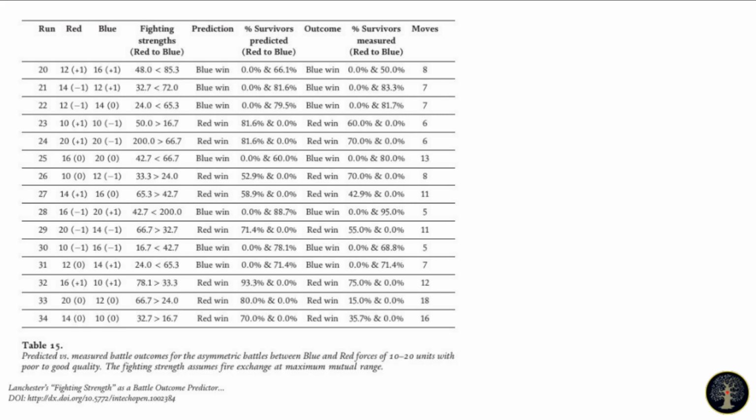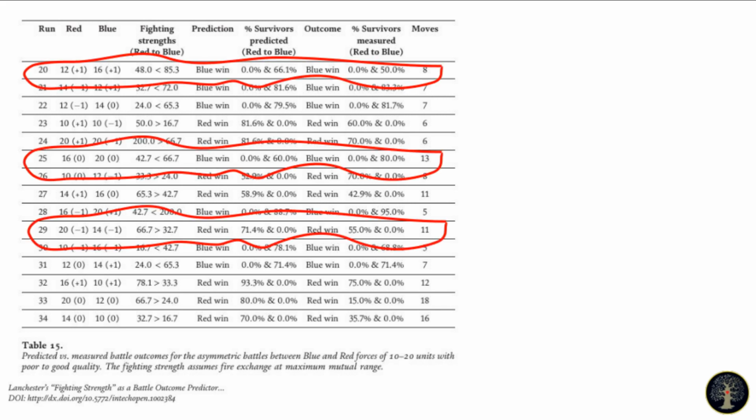This produced widely ranging fighting strengths between the two opponents, and in all cases the battles went to the side with the higher fighting strength. We draw your attention to battles 20, 25 and 29.